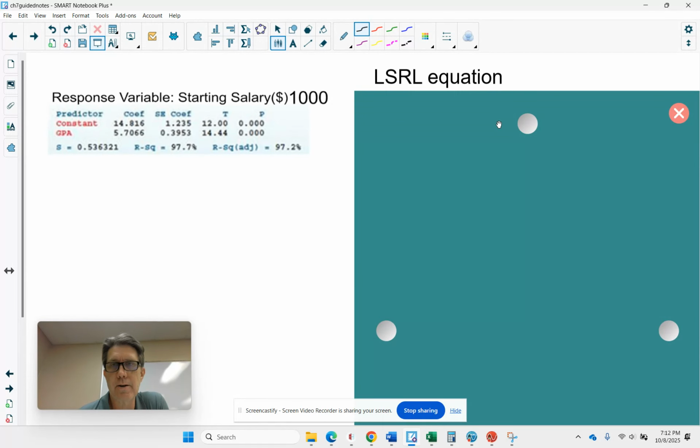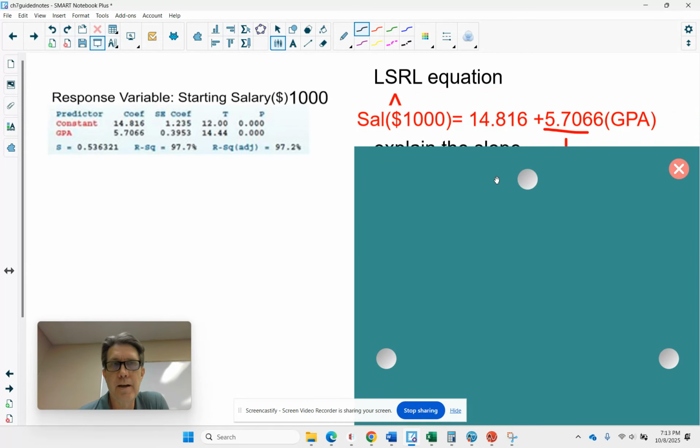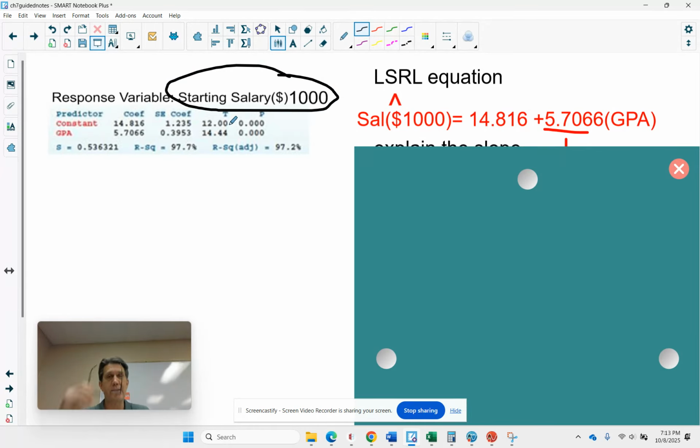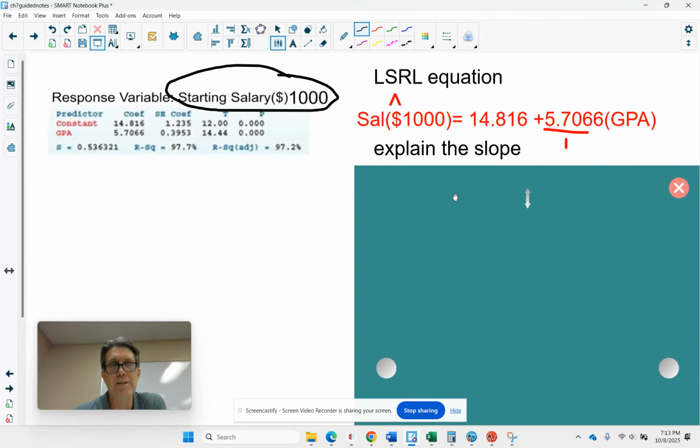All right, LSRL equation. Now this one has something tricky that we haven't had before. It's the starting salary in thousands of dollars. That is going to play into several of the answers. So salary in thousands, hat, the predicted salary in thousands, equals 14.816 plus 5.7066 times the GPA of the person. Explain the slope.